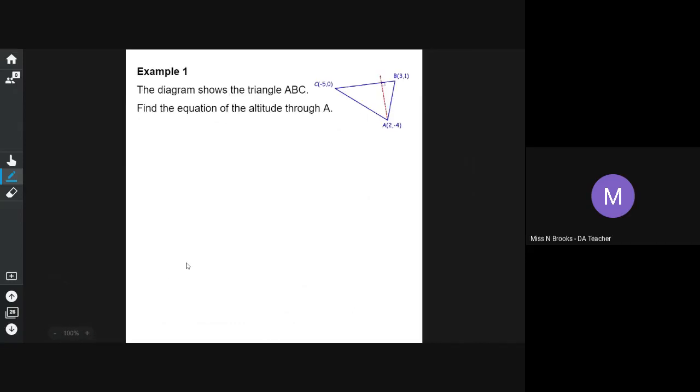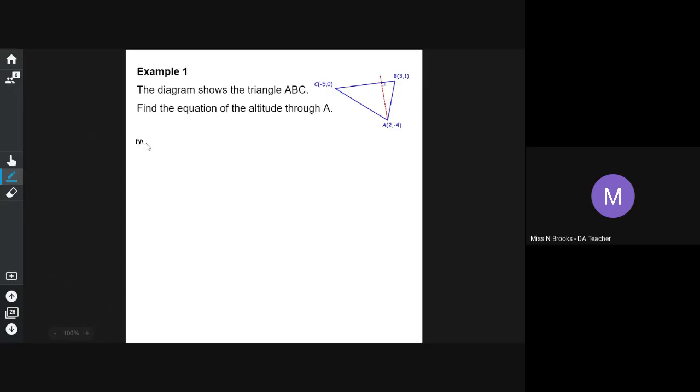The diagram shows triangle ABC, and we want to find the equation of the altitude through A. And you can see that it's been drawn in for you in a red line here. So it's our perpendicular altitude. So step one, we need to find the gradient of the side opposite vertex A. So we're working out the gradient of BC.